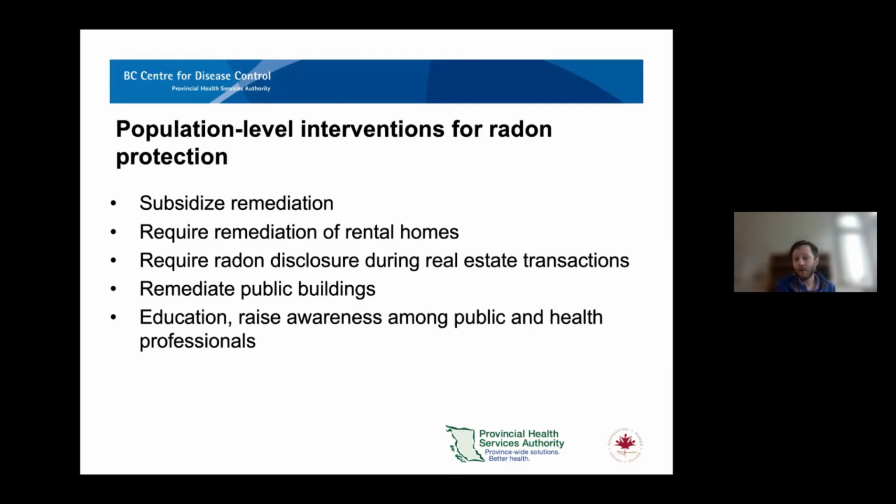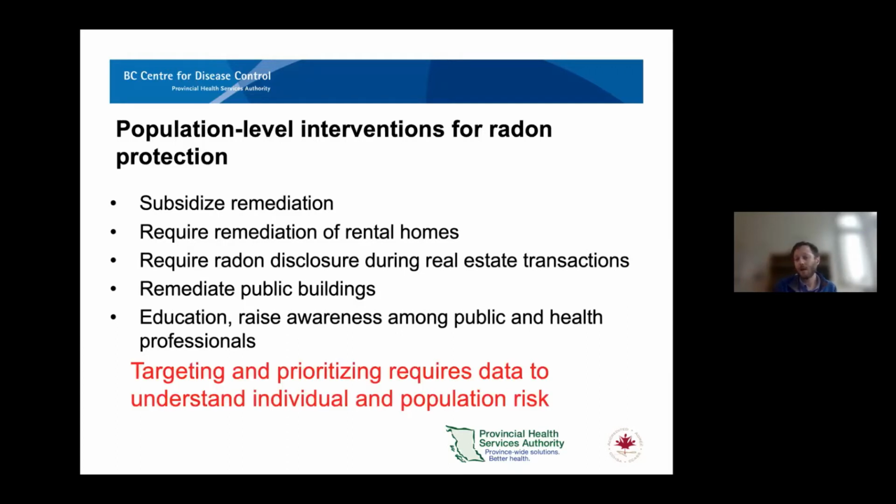But because of all the variability of the exposure to radon, targeting, prioritizing, motivating people to respond to this invisible risk does really require data and information about where the highest risks are and how to act on those. So with that in mind, I'm going to transfer over to Jeff at this point, and he's going to take us through an initiative that we've gone through in BC to address some of these things.